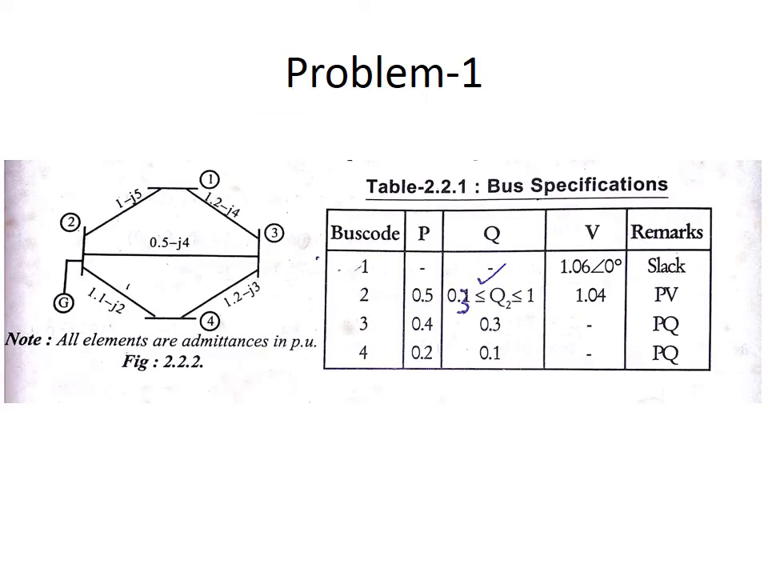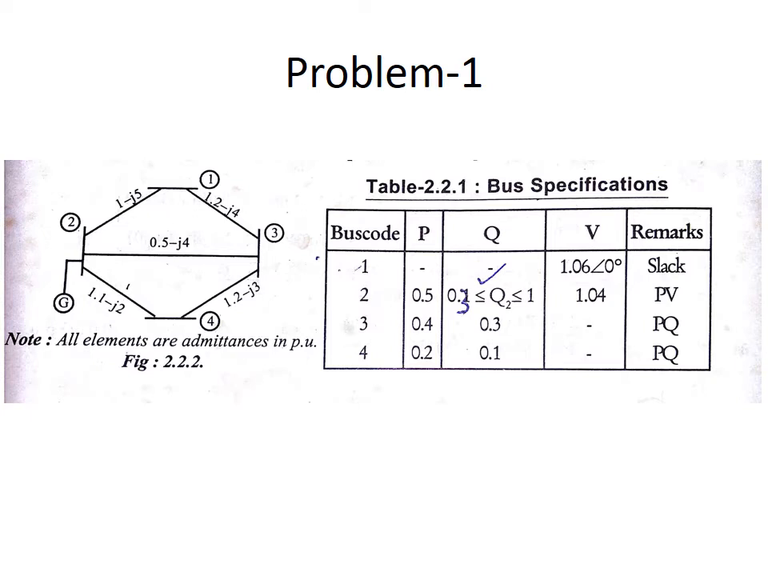Let us now do one problem on the Gauss-Seidel method. For the system shown, determine the voltages at the end of the first iteration by the Gauss-Seidel method. Take acceleration factor alpha equal to 1, and bus specifications are given in the table.